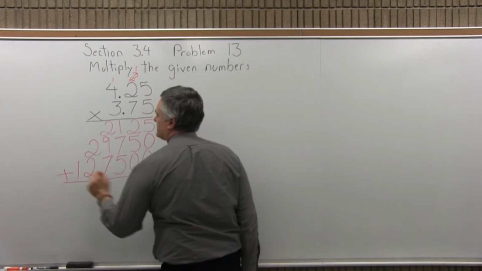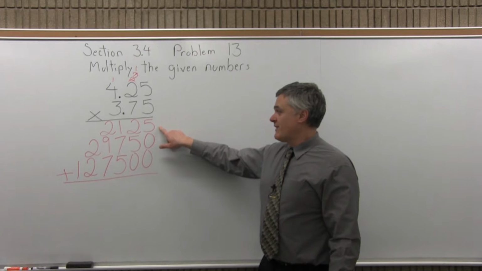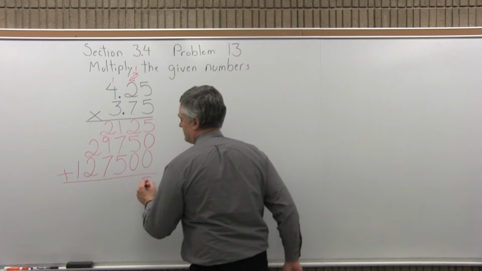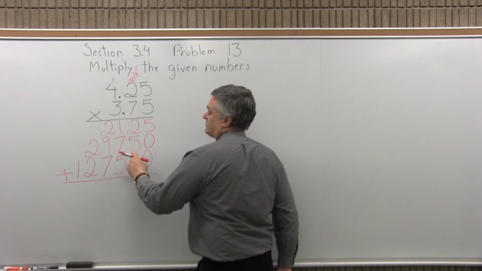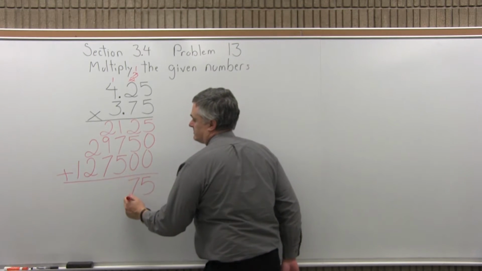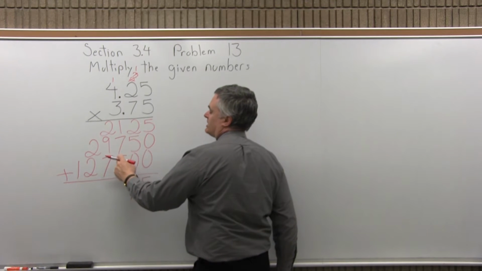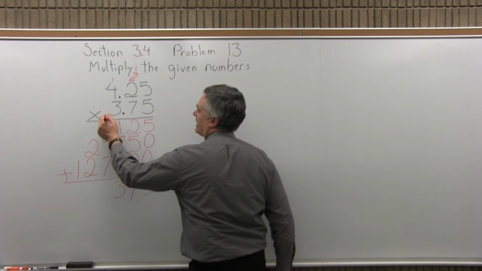Now I can add all the results together. So the first column of digits, 5 plus 0 is 5. Next I have 2 plus 5 is 7. 7 plus 0 is 7. Next, 1 plus 7 is 8. 8 plus 5 is 13. For 13, write the 3, carry the 1.